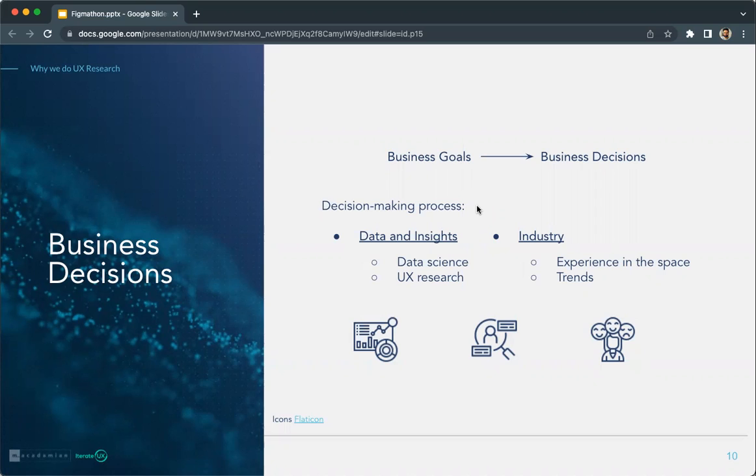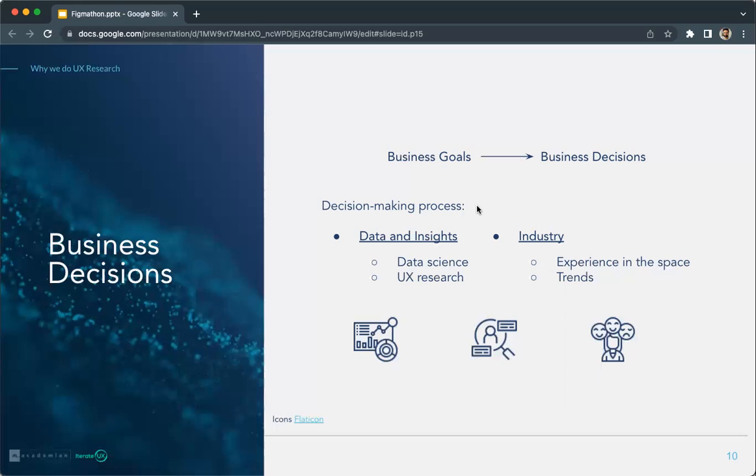And that decision-making process is not that straightforward. The organization relies on two primary things. One is information. This information could be gathered through data and insights, and it could be gathered through users' interaction with the actual product or service. So with data science, a lot of times you use Google Analytics to see how the user is interacting with your product or service.